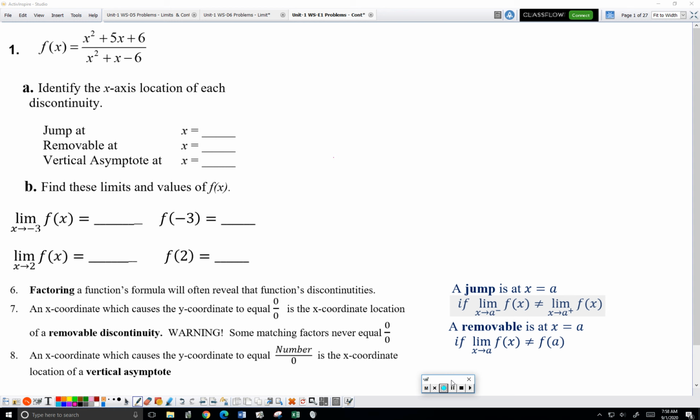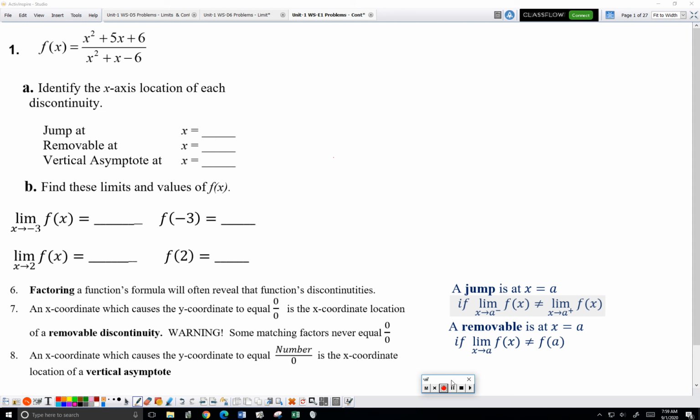Anyway, really the same idea as what we've been working on for several packets now. They give you a function. This time it's just a formula. And as I said before in the white notes, usually on the AP test, if they're asking you to find a limit as x approaches some number, there's likely to be a discontinuity at that number. So this packet is focusing again on those discontinuities. They give you a formula, and then they ask you to identify where there is a jump, a removable, or a vertical asymptote in this function.